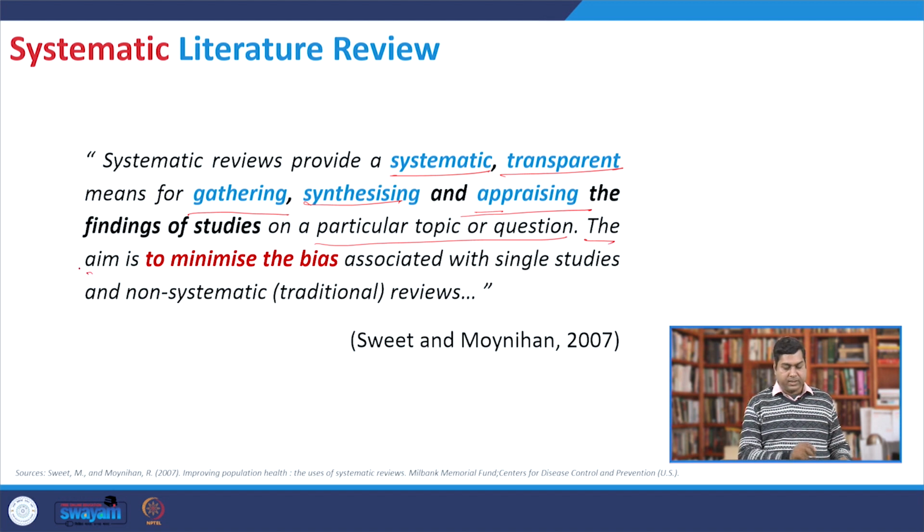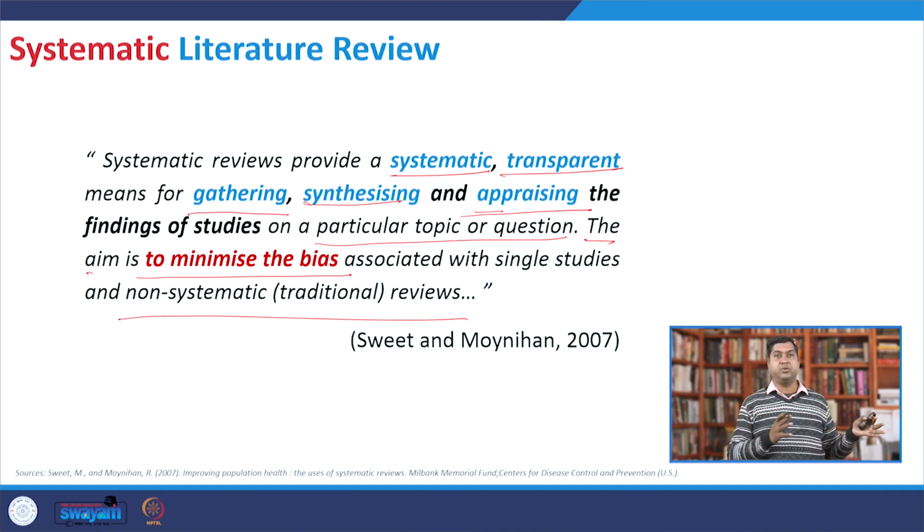The aim of systematic literature review is to minimize the bias associated with single studies and non-systematic or traditional reviews. Whenever you have only one study to refer to, that may have a bias, or if you do not follow the systematic way and go for a non-systematic traditional way of reviewing, moving from one paper to another paper, there will probably be some sort of bias. So if you go with the systematic approach, that will minimize the bias.